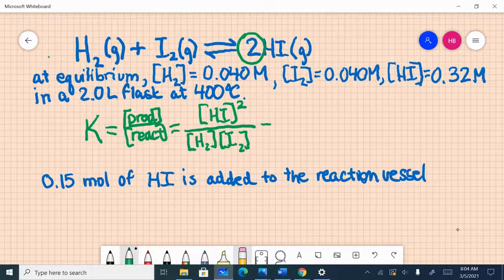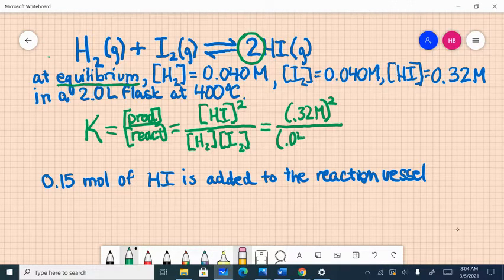Now, if we want to figure out what the value of the equilibrium constant is, we will input these numbers. The key is you have to notice that it says it's at equilibrium. So I'm going to plug in 0.32 squared over 0.040 times 0.040. Plug that into my calculator and I get a value of 64. For our purposes, this is a number that does not have any units at this point in our chemistry career. The number 64 means that there is more products than there are reactants. So this is a particular reaction that is said to favor the products.